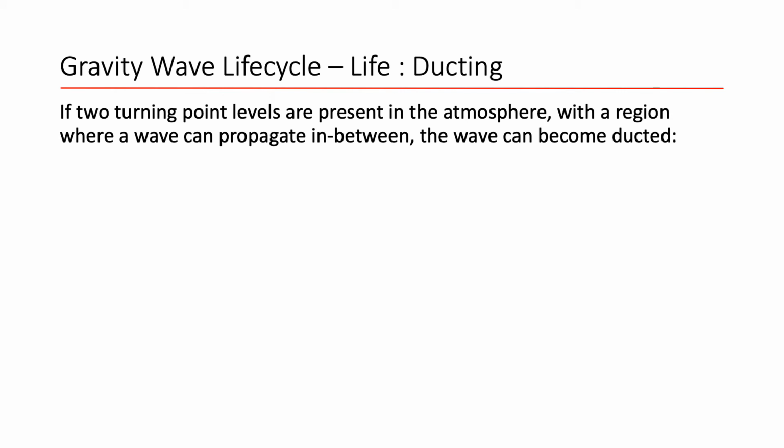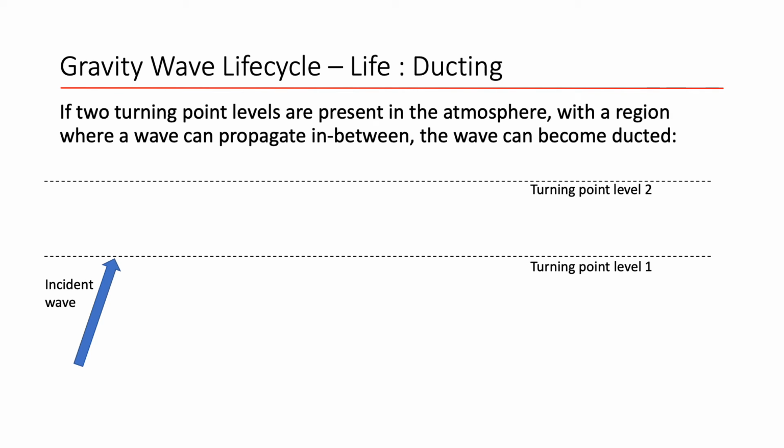So this can lead to the concept of ducting. If you have two turning point levels in the atmosphere, with a region in between where a wave can propagate, the wave can become ducted. So let's look at how this works. Imagine you have an incident wave coming up to a reflection level or a turning point level. Then, as in the previous example, you'll get a partially reflected wave and a partially transmitted wave.